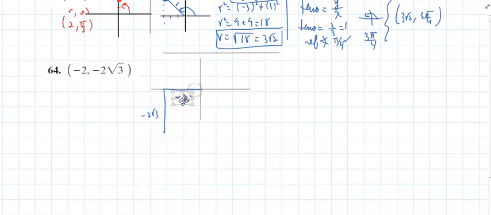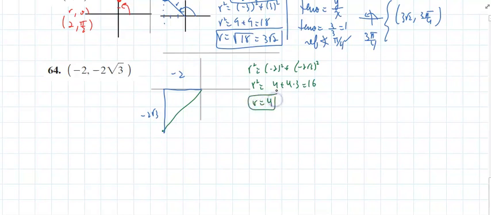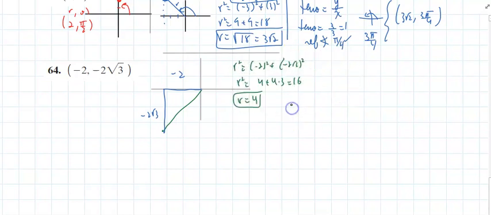So what I'd like to know is what is this r. Well, r squared equals -2 squared plus -2 radical 3 squared. R squared will be 4 plus 4 times 3. That's 16. R will be 4. Keep in mind, I could have r to be plus or minus if I want. I'm not going to get into that. I suggest you stick with r being positive until you get the hang of this.